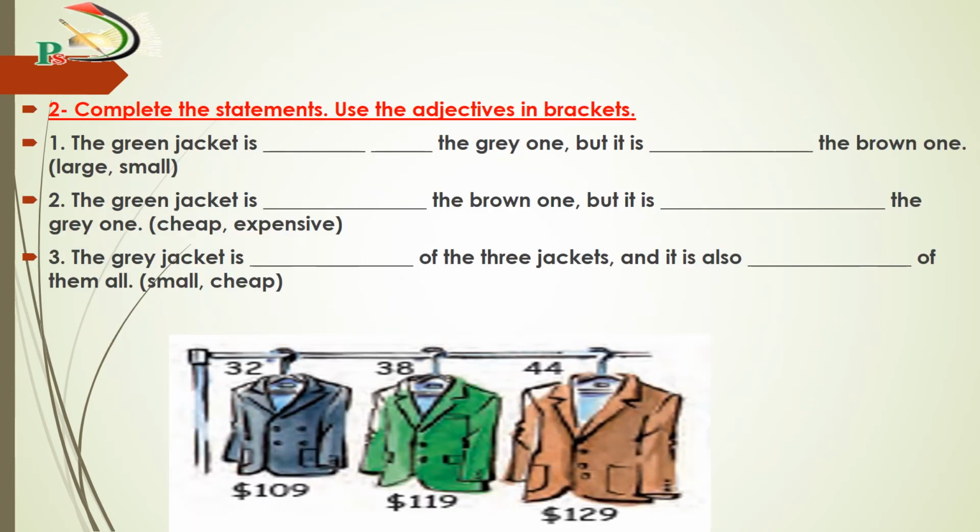Now let's do exercise number 2. Complete the statements. Use the adjectives in brackets. In this exercise, you have 3 jackets with different colors and different prices. Have a look at the picture, then compare between the jackets by using the adjectives in brackets. I will give you some minutes to do this exercise.